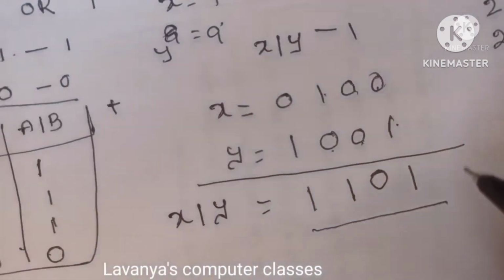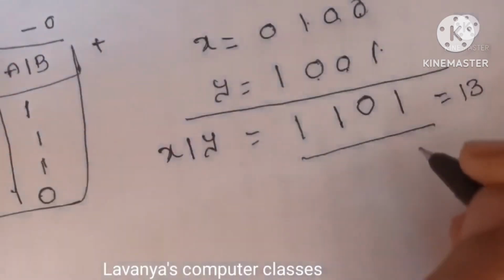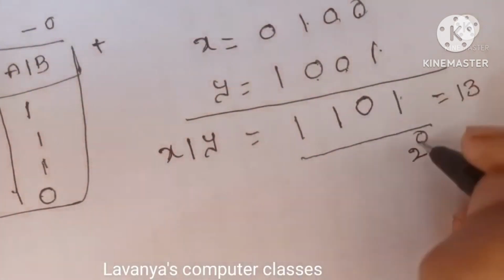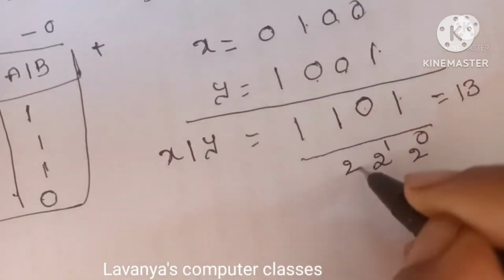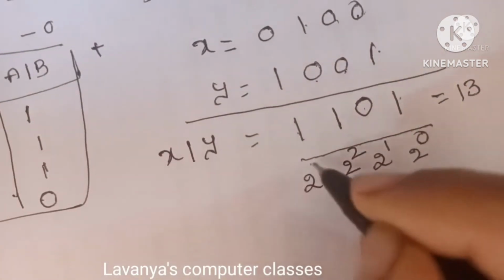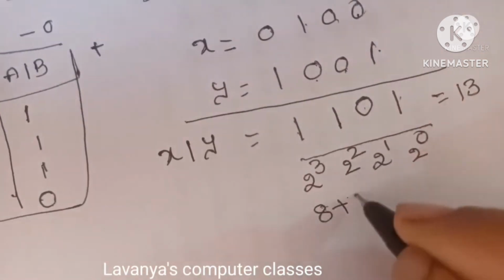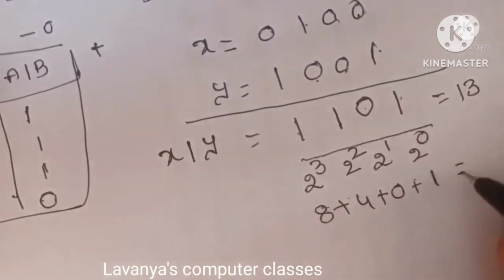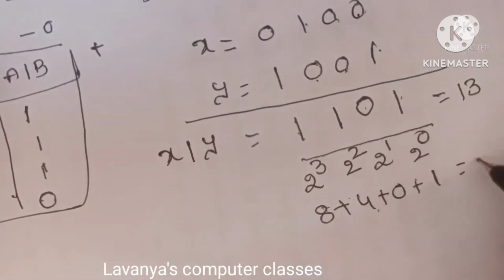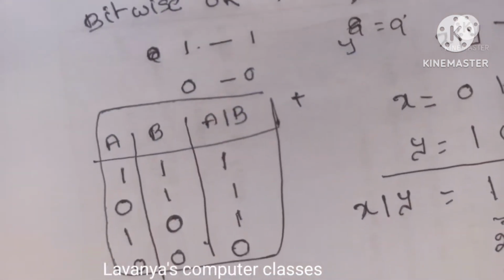This is equivalent to 13. How do we calculate it? 1 1 0 1. This is 2 to the power of 0, the least significant bit. This is 2 to the power of 1. This is 2 to the power of 2. This is 2 cube, whose weight value is 8. 2 square means 4. This one is 0, and 2 to the power of 0 is 1. So 8 plus 4 is 12, 12 plus 1 is 13. So this is the bitwise OR operator.